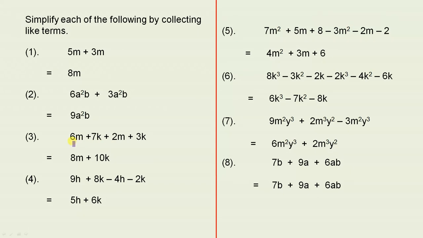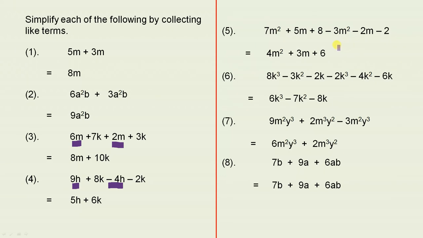Over here, the 6m and the 2m are like terms. That gives us 8m. The 7k and the 3k are the same. That gives us 10k. Over here, 9h minus 4h gives us 5h. 8k minus 2k gives us 6k. You can't add those two together because the h and the k give us two terms that are unlike terms because they're different letters.